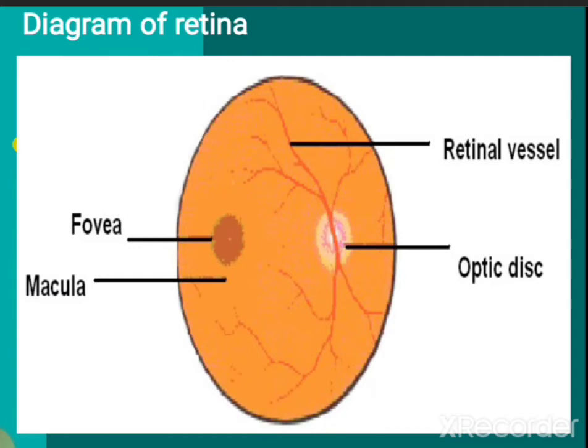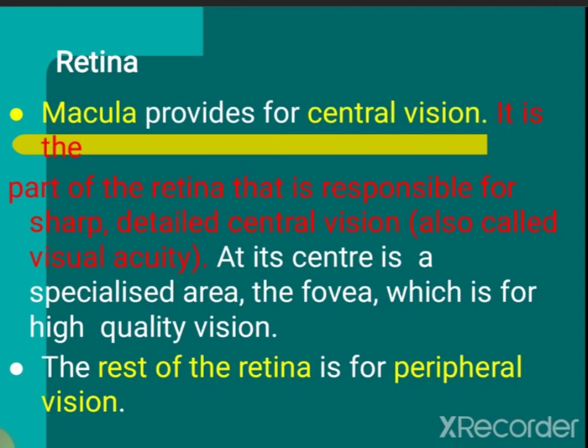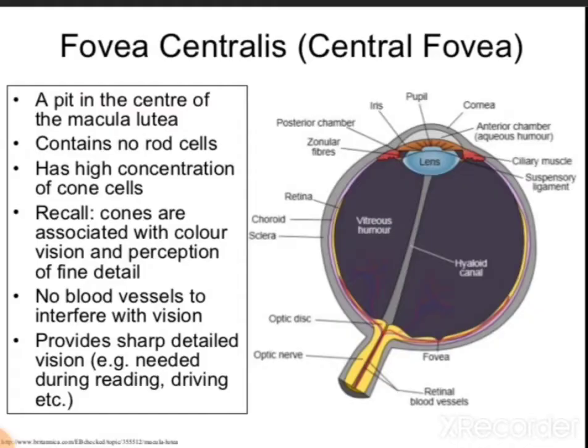So here we can see the diagram of the retina, where we can see the retinal vessels, optic disc, fovea and the macula. And what are these? Macula provides for the central vision. It is a part of the retina that is responsible for the sharp detailed central vision, also known as visual acuity, and the rest of the retina is for the peripheral vision.